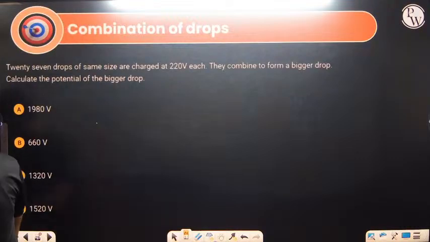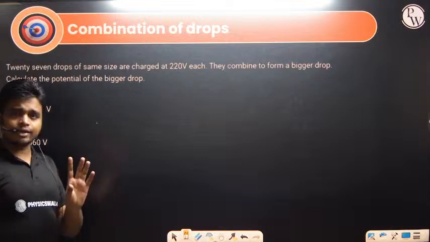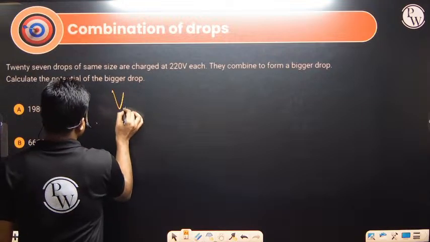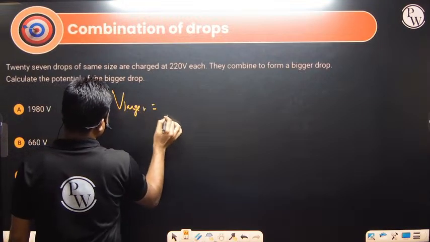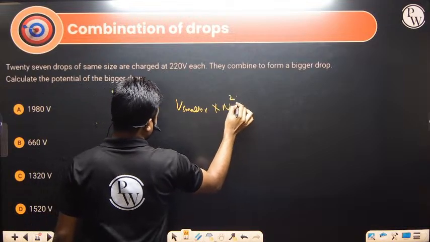Combination of drops. This particular question we have solved using the direct formula that I told you in class. What is that formula? The potential of the larger drop is given by the potential of the smaller drop into n to the power 2 by 3. Yes or no?